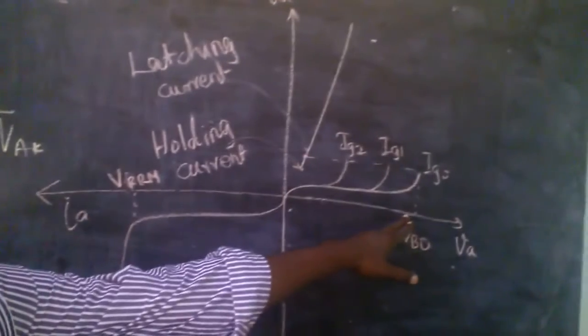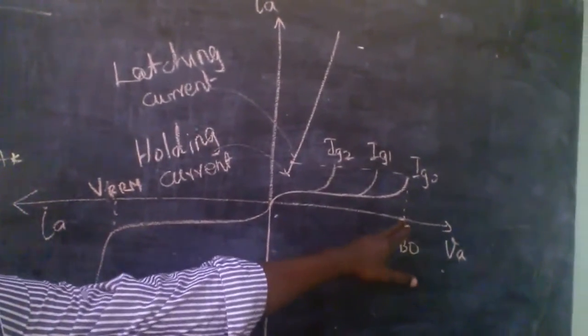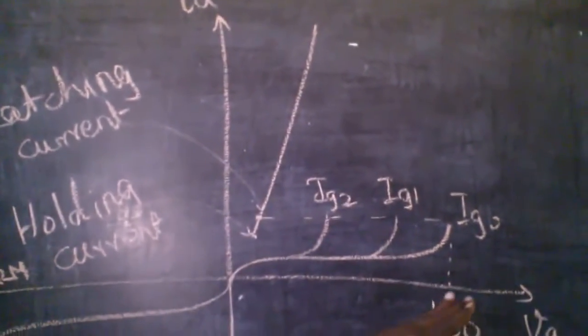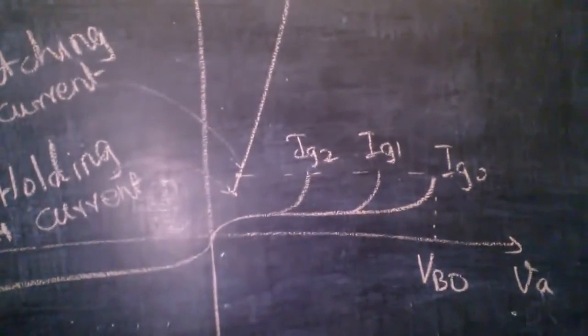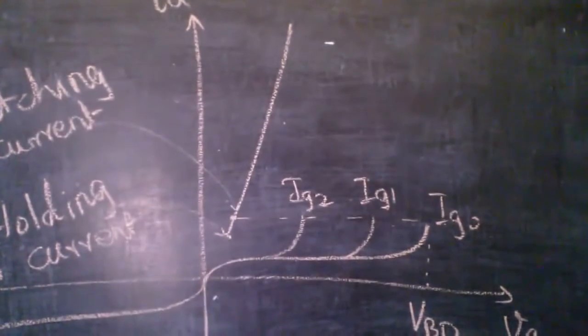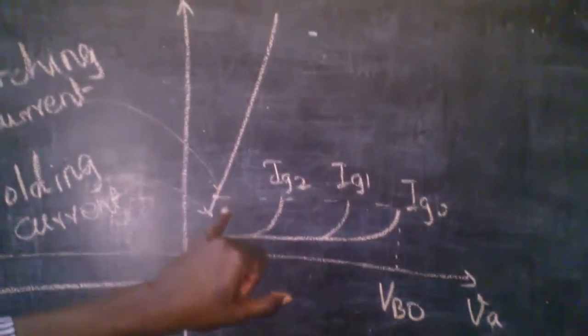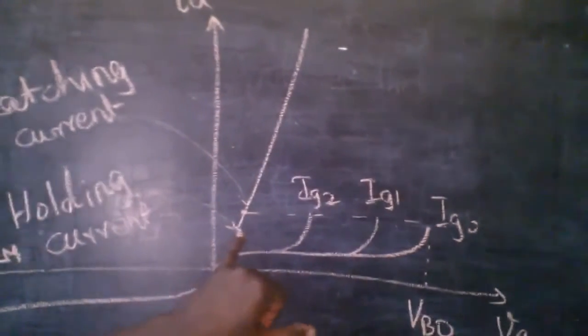And this is the forward breakover voltage. We should not exceed this voltage. If we exceed that voltage, the device will fail, as avalanche breakdown happens at the J2 junction. And you can observe these 2 things: latching current and holding current.